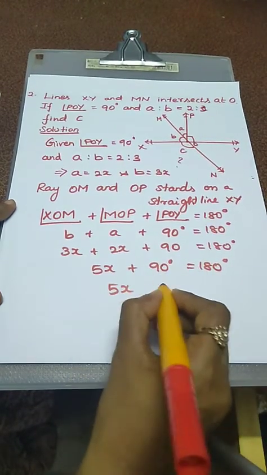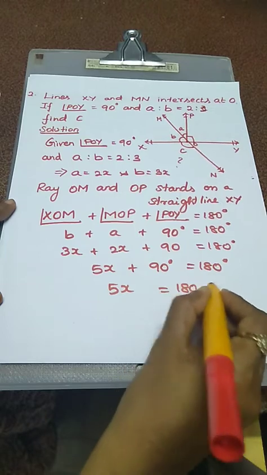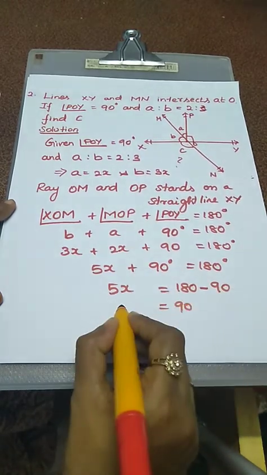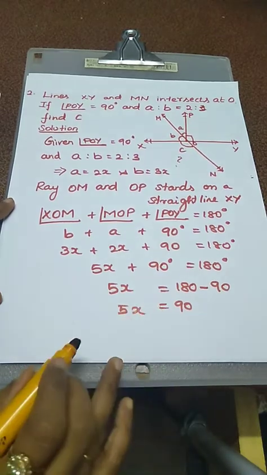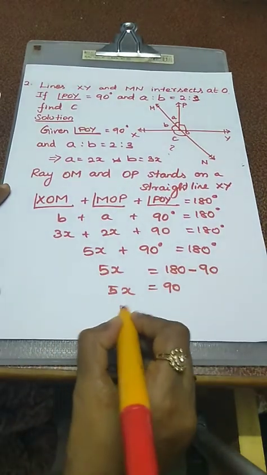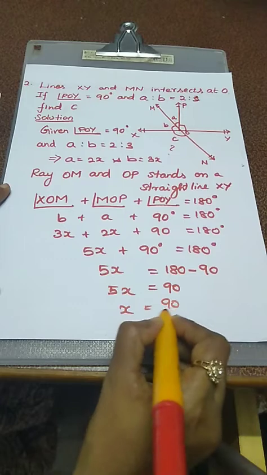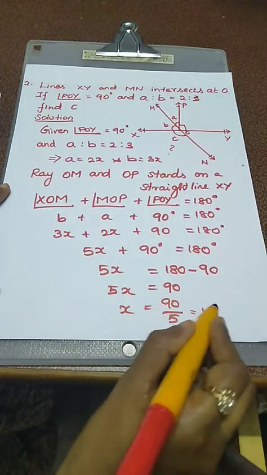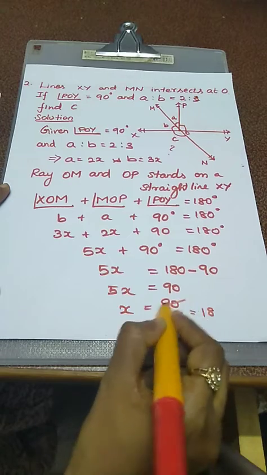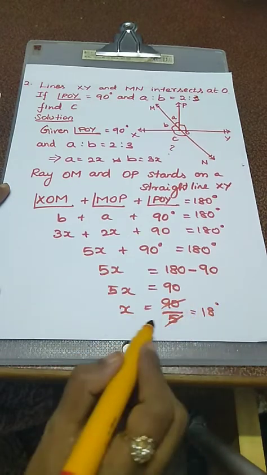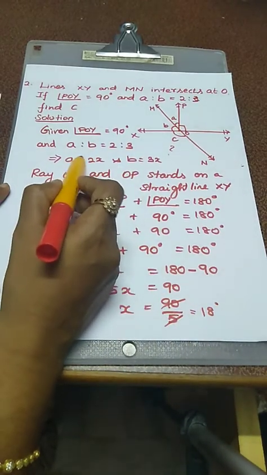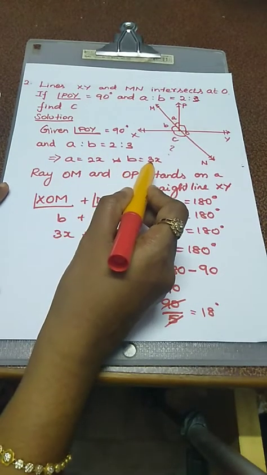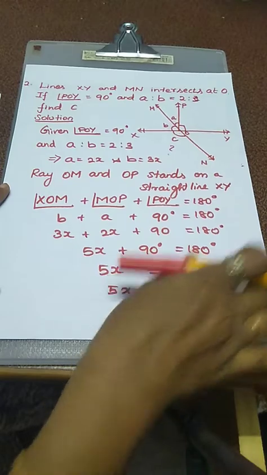So you have to take 5x equal to 180 minus 90. So 180 minus 90, that is 90. So 5x is equal to 90. We have to calculate the x value, that is 90 by 5. 5 ones are 5, balance 40, 5 8s are 40. So x value is 18 degree. So apply the x value here. What about A value? That is 36. B is equal to 3 into 18, that is 54.